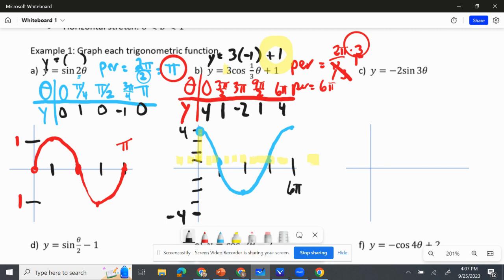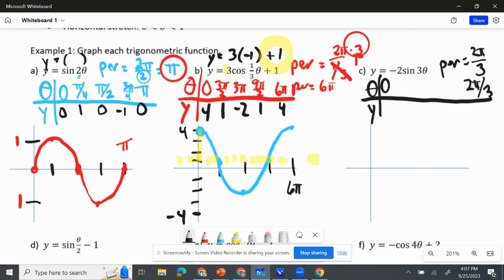So looking at our next one, when we're trying to figure out our period, this time it's 2 pi over 3. So that means when we're looking at our table, we're starting at 0 and ending at 2 pi over 3. Since we're dividing all of the values by 3, it becomes pi over 6, it becomes pi over 3, and it becomes pi halves.